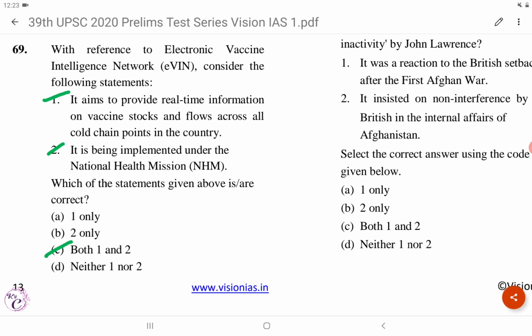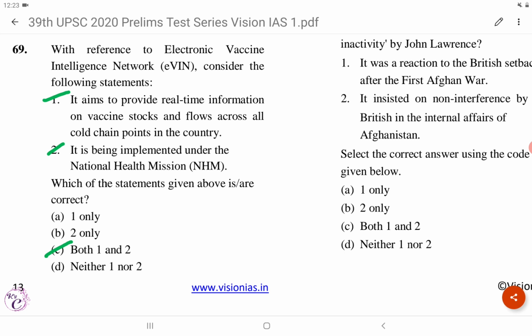It aims to provide real-time information on vaccine stocks and flows across all cold chain points in the country. Number 2, it is being implemented under the National Health Mission.